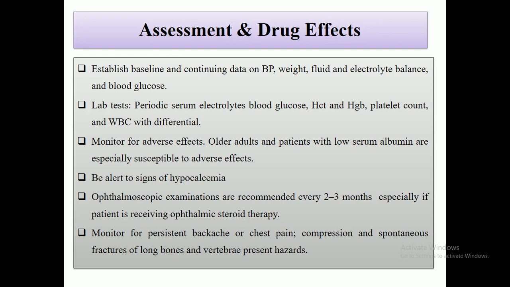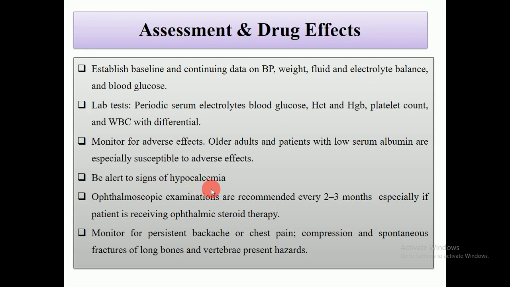Now the second one is lab tests. So this is also very important. Let's suppose a patient is on corticosteroid therapy. Lab tests are for investigation and are very important. So periodic serum electrolytes and blood glucose should be checked, as well as hematocrit and hemoglobin, the platelet count, and WBC with differentials. Monitor for adverse effects: older adults and patients with low serum albumin are especially susceptible to the adverse effects.